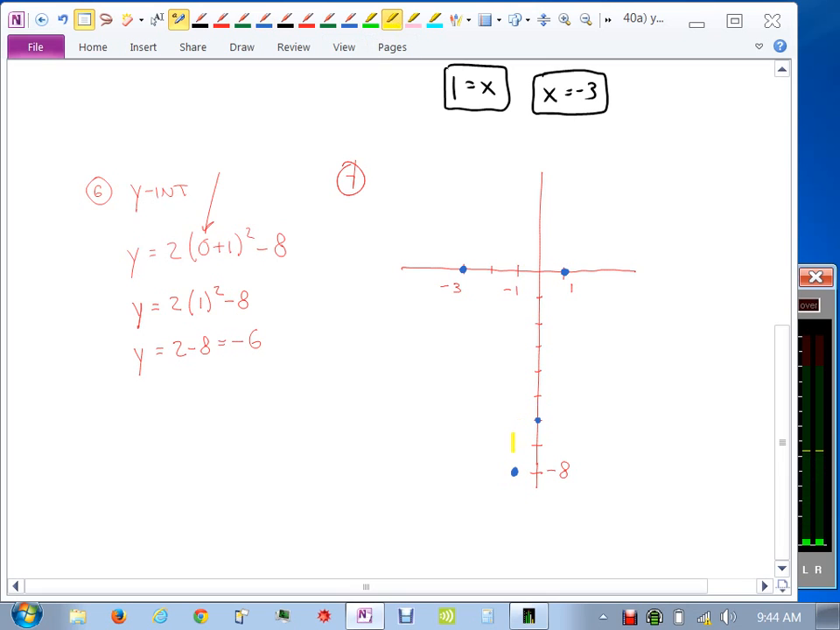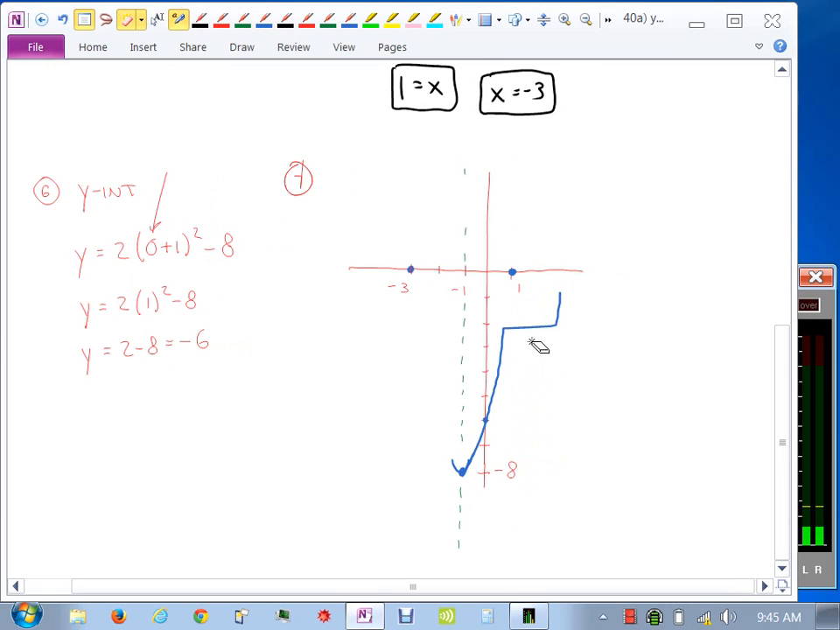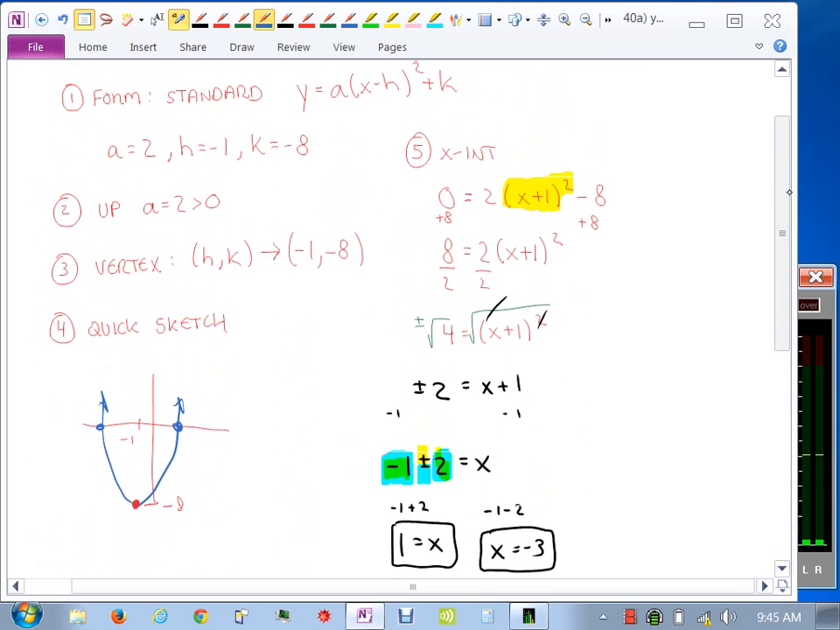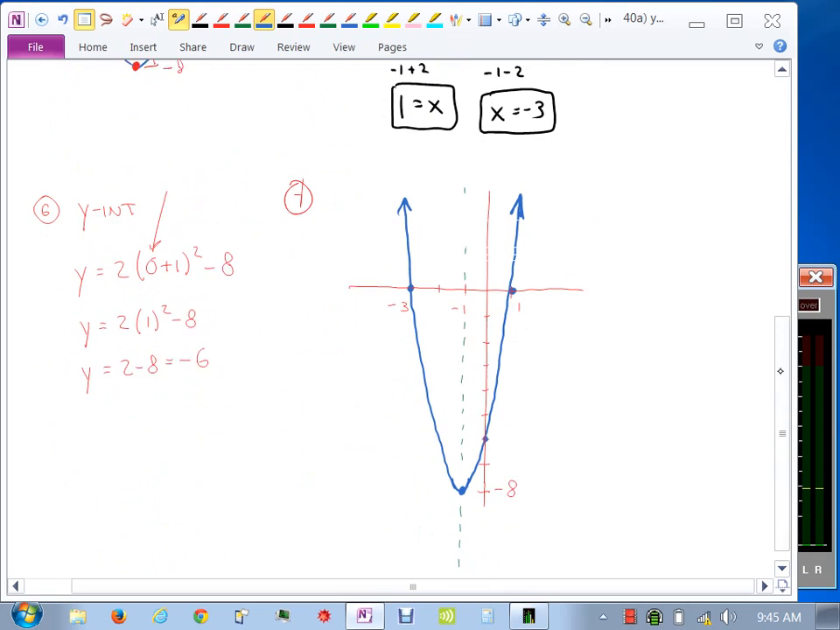And remember, we have our, well, that doesn't work very good. We have what we called our axis of symmetry, which is kind of a vertical dotted line that goes through the vertex. And our parabola must look like a U, and it must look symmetric to that. So it's got to go up through here. Whoa, that did not work. This. And then pretty much do the same thing on the other side. All right. That's it for 4A.